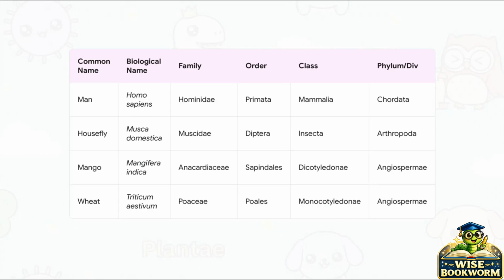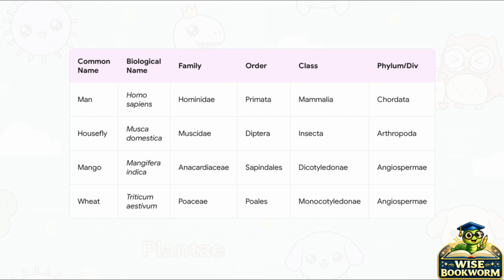Let's pause here and think about this biological address system in action. Imagine mapping completely different organisms right side by side. You have man, Homo sapiens, sitting in the phylum Chordata, which contrasts sharply with a housefly over in Arthropoda, or trace a mango right next to wheat. Seeing this laid out just proves how taxonomy gives a highly precise, organized zip code to literally every single living thing on our planet.